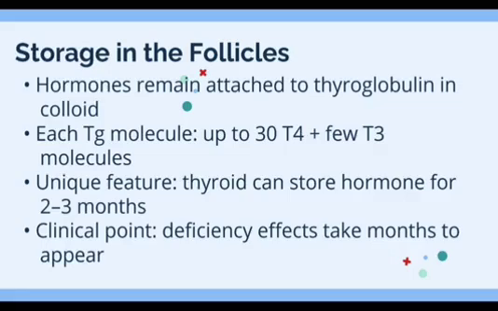Storage in the follicles. Hormones remain attached to thyroglobulin in the colloid. Each thyroglobulin molecule attaches up to 30 to 40 molecules. And there is a unique feature. Thyroid can store hormone for 2 to 3 months. And the clinical point is, as it stores hormone for 2 to 3 months, when there is a deficiency, it takes about months for the deficiency to appear.